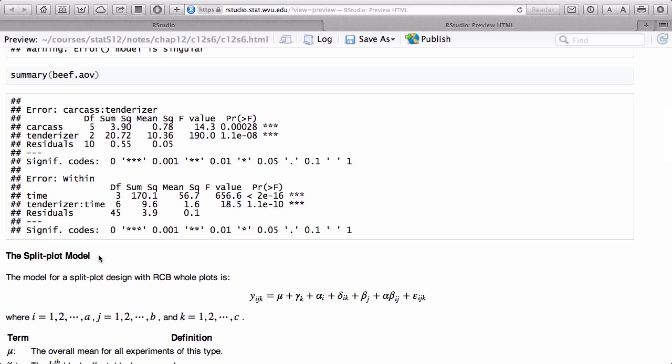So it's not surprising we have a time effect, but as I said, the key thing is you're interested in that tenderizer by time.